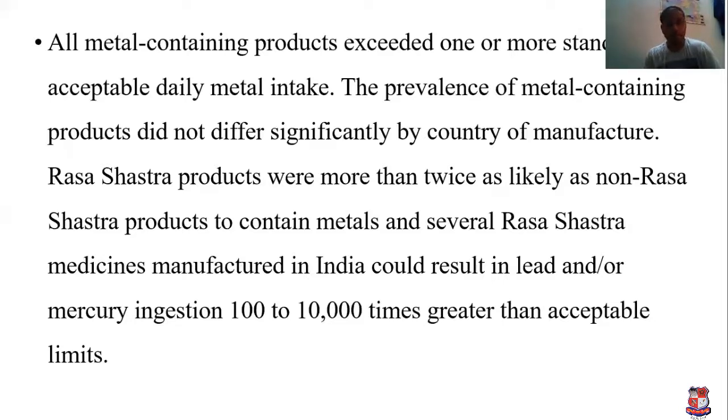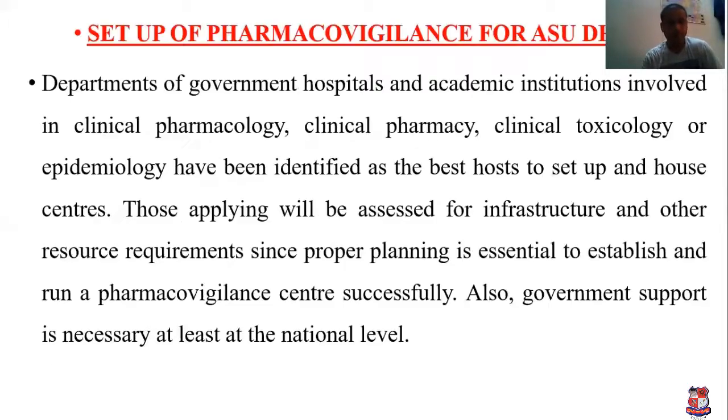Rasa Shastra products were more than twice as likely as non-Rasa Shastra products to contain metal, and several Rasa Shastra medicines manufactured in India could result in lead or mercury ingestion 100 to 10,000 times greater than acceptable limits, and if it crosses acceptable limits, it will definitely create some adverse drug reaction. So we should know the limits of these heavy metals.